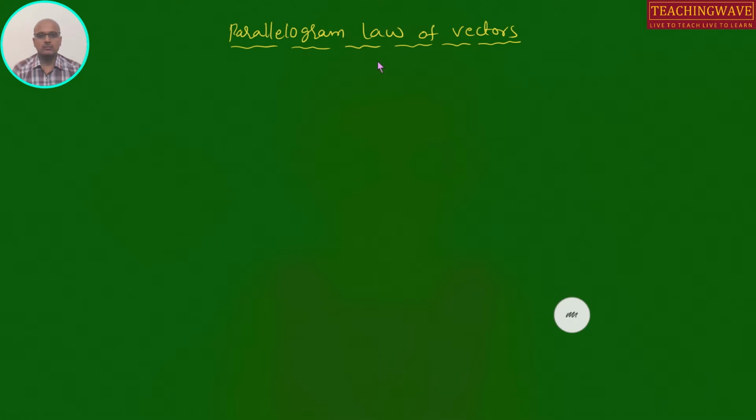According to the parallelogram law of vector addition, if any two non-zero vectors are taken as the two adjacent sides of a parallelogram passing from the same point, then the diagonal of the parallelogram passing through the same co-initial point gives the resultant of those two vectors, both in magnitude and direction.